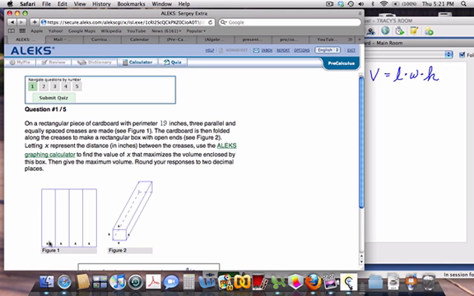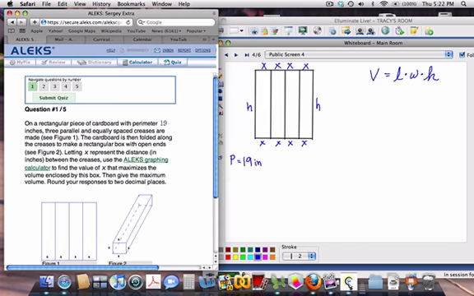You're going to let x represent the distance in inches between the creases, and they want you to go ahead and use the graphing calculator to find the value of x that maximizes the volume enclosed by this space. Then give the maximum volume rounded in your responses to 2 decimal places. Okay, now one of the things you want to do here is just, my figure is kind of close to that.